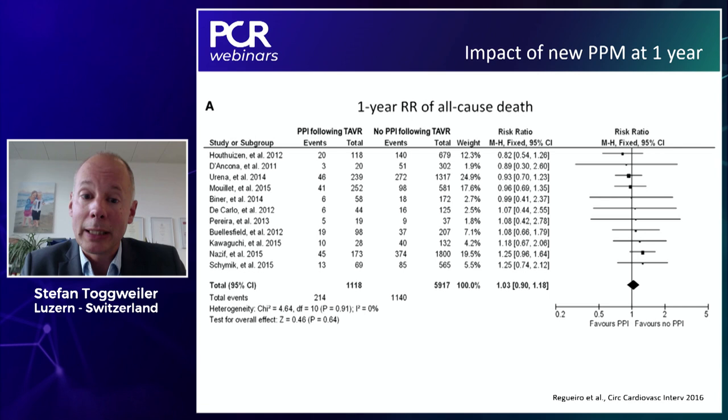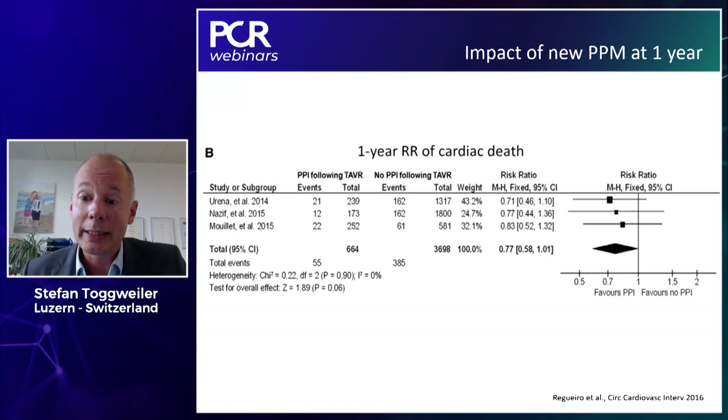Now, if you look at the 1 year data here, the impact of a new pacer at 1 year, we can see all cause mortality is actually not different in this meta-analysis. However, if we look at cardiac death, there is even an almost significant trend, I would say, that favors the implantation of a permanent pacemaker.